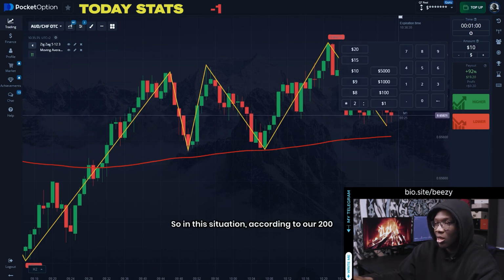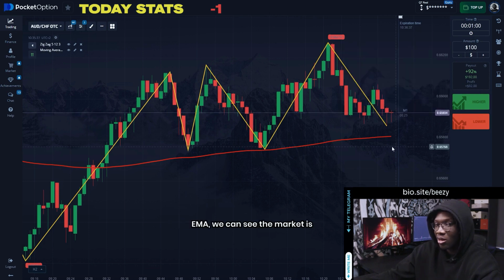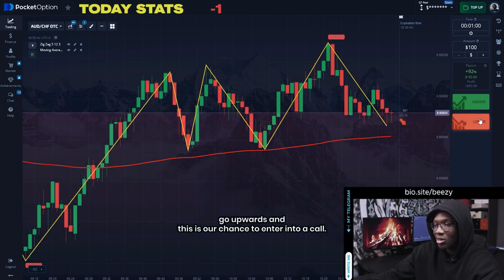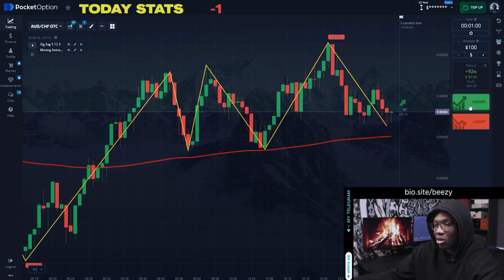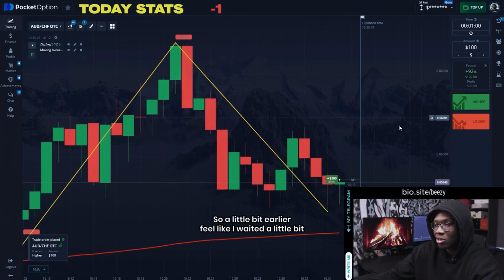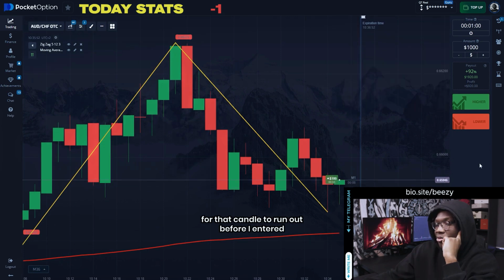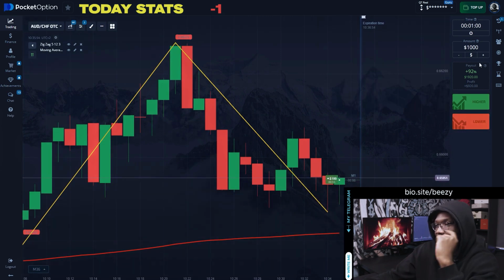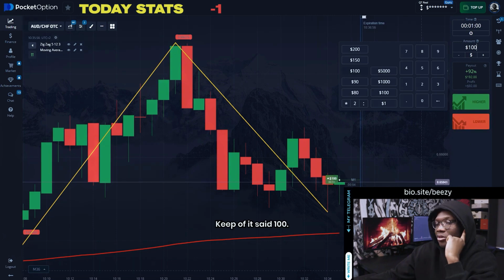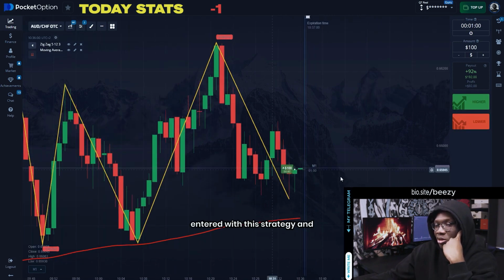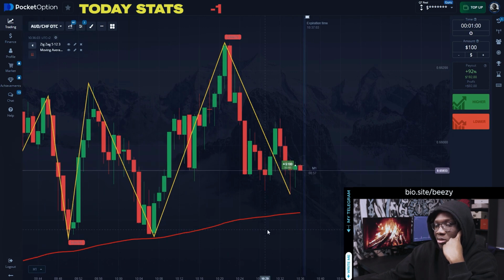So in this situation, according to our 200 EMA, we can see the market is going to go upwards, and this is our chance to enter into a call. So we'll enter a little bit earlier. I feel like I could have waited a little bit for that candle to run out before I entered. So that's our first official trade we've entered with this strategy, and it seemed to be going cool.